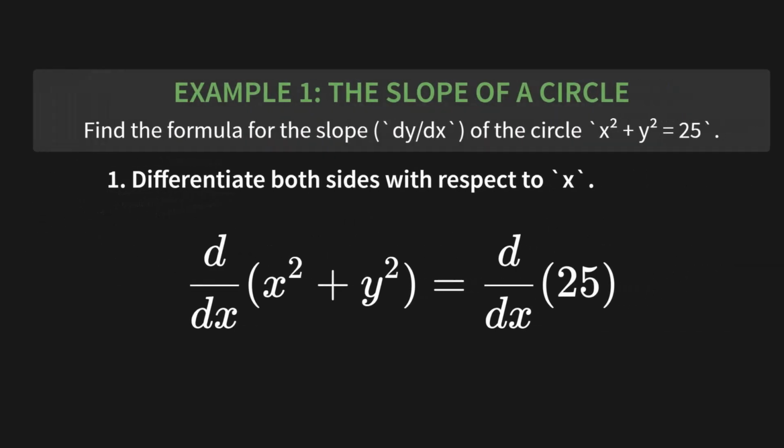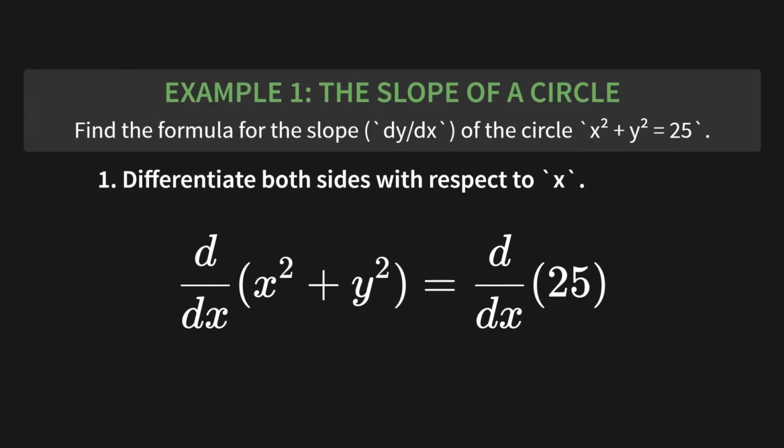Let's do an example. Example 1. The slope of a circle. We want to find the formula for the slope dy dx of the circle x squared plus y squared equals 25. Step 1.